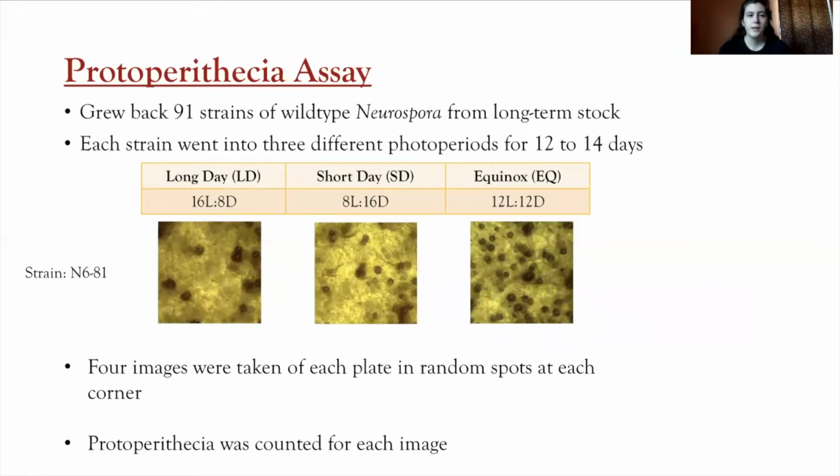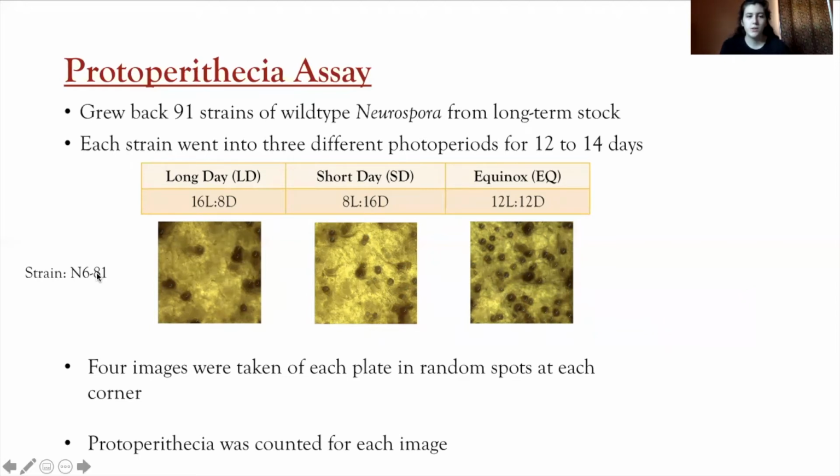First, we grew back 91 strains of wild-type Neurospora from the N6 population. Then each strain went to 3 different photoperiods for 12 to 14 days. The photoperiods were long day, which is 16 hours of light and 8 hours of dark, short day, which is 8 hours of light and 16 hours of dark, and equinox, which is 12 hours of light, 12 hours of dark. Then 4 images were taken of each plate at random spots at each of the corners, and then the amount of protoparesthesia was counted for each image.